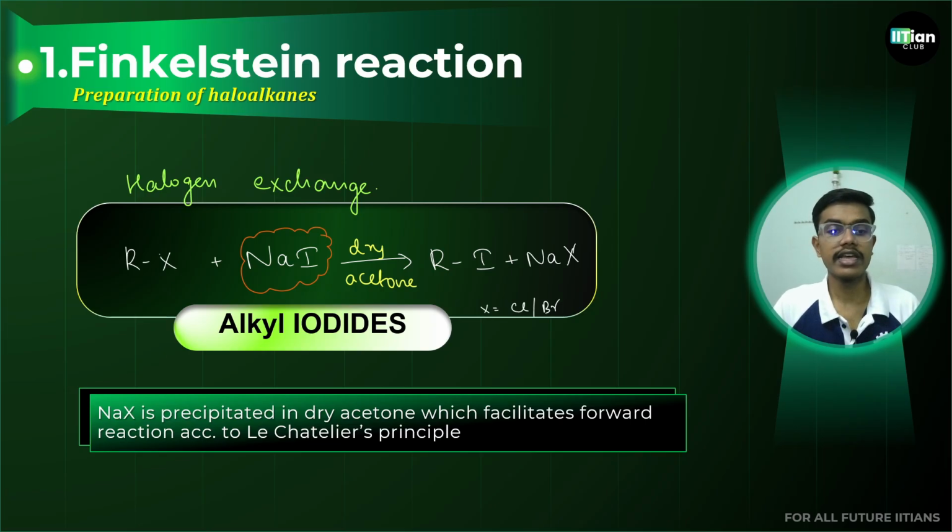And over here, NaX is precipitated in dry acetone, which facilitates the forward reaction according to Le Chatelier's principle. When the products are removed or consumed, then the reaction moves forward to maintain the equilibrium. That is what Le Chatelier's principle is telling. And this reaction is primarily for the preparation of alkyl iodides.